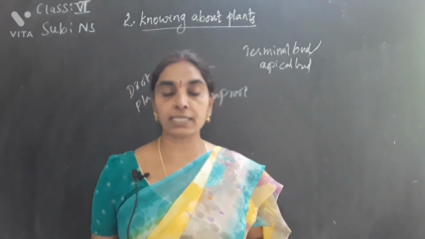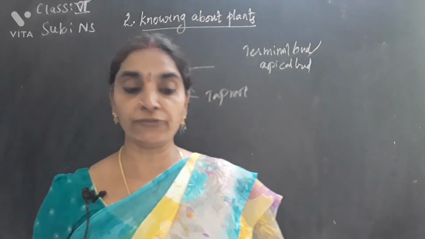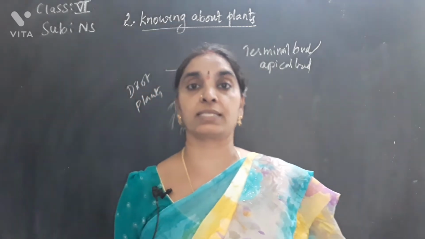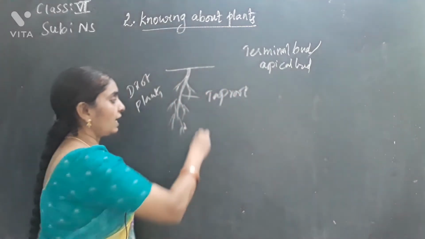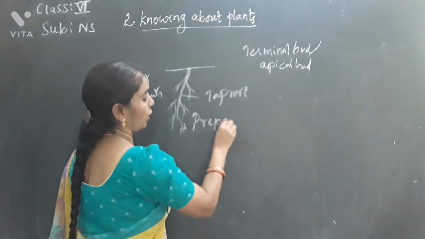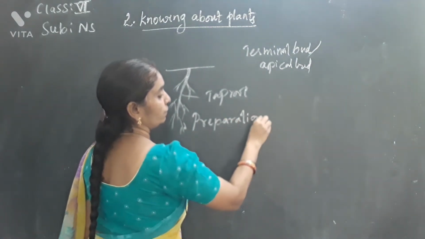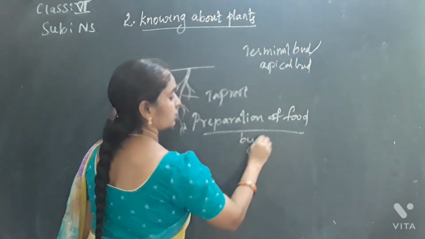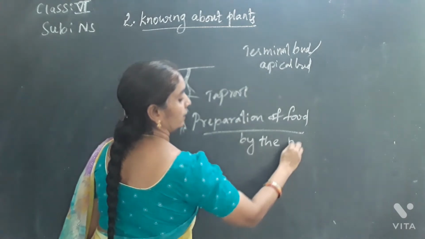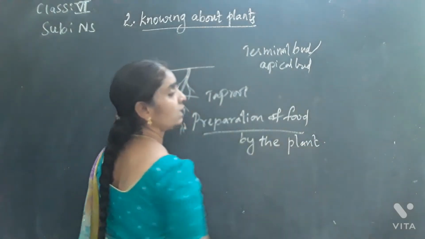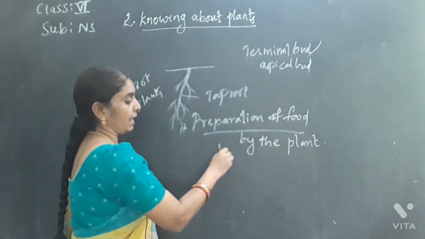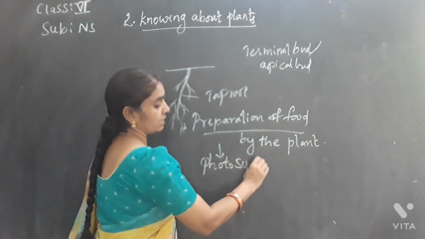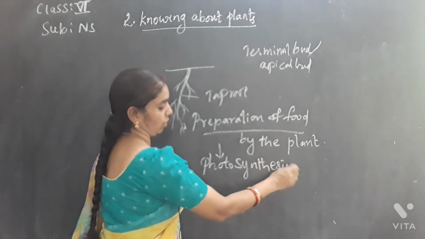You know very well, isn't it? So which is the main function of stomata? Photosynthesis. What is meant by photosynthesis? Photosynthesis means preparation of food by the plant in the presence of sunlight and chlorophyll. In the presence of sunlight and chlorophyll is called photosynthesis.